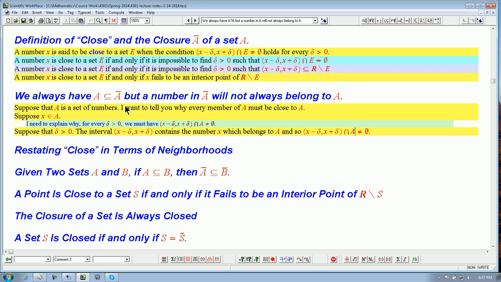So I want to prove that every member of a set must be close to the set. You could say, well, of course you're going to be close. Well, let's make sure we follow the definition. Suppose that x belongs to A. I need to prove that for every delta greater than 0, something happens. Suppose delta greater than 0. Now we look at the interval center x radius delta, and I'm desperately searching for a point in that interval that belongs to A. I got one. x itself is right there in the middle of that interval, and it belongs to A. Done.